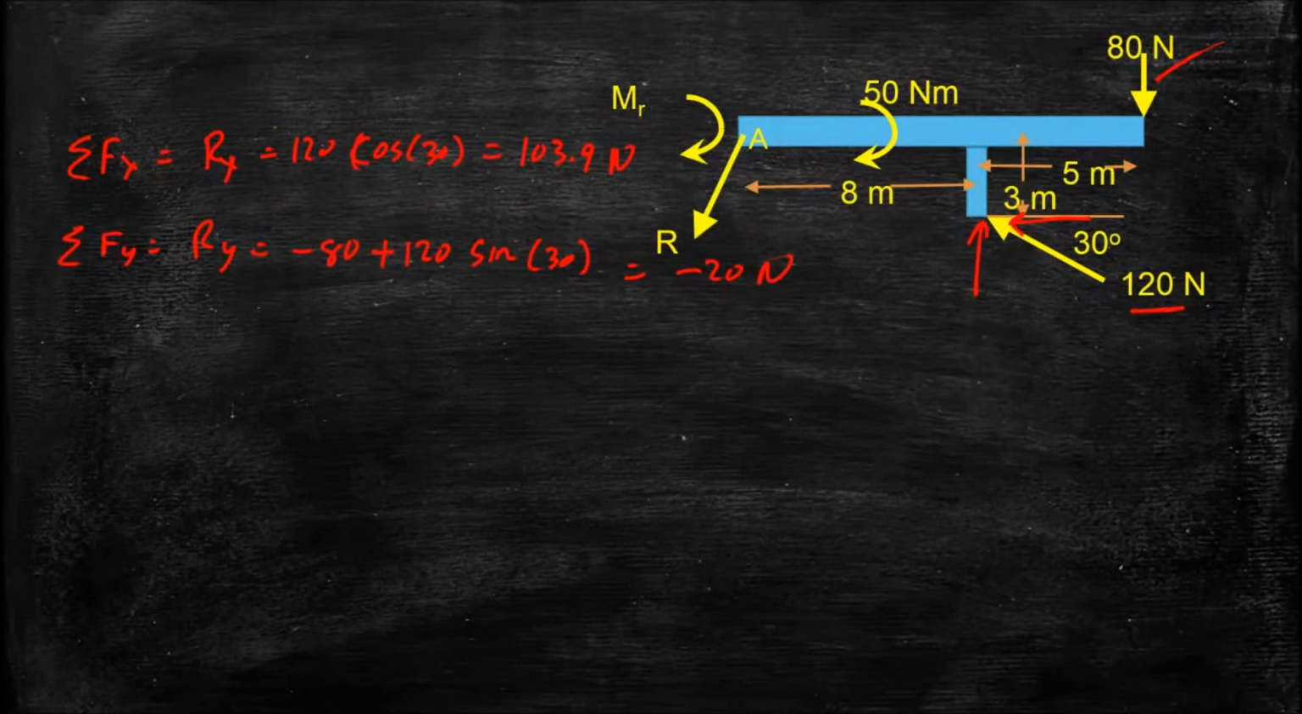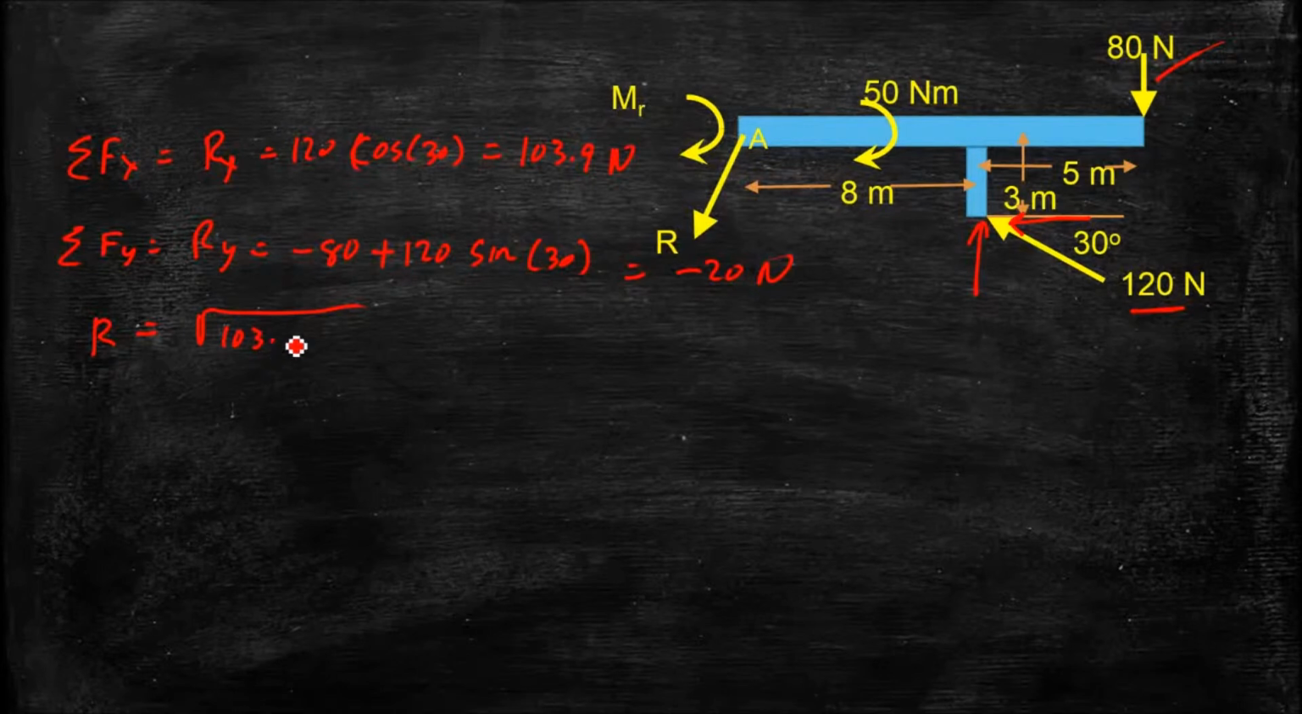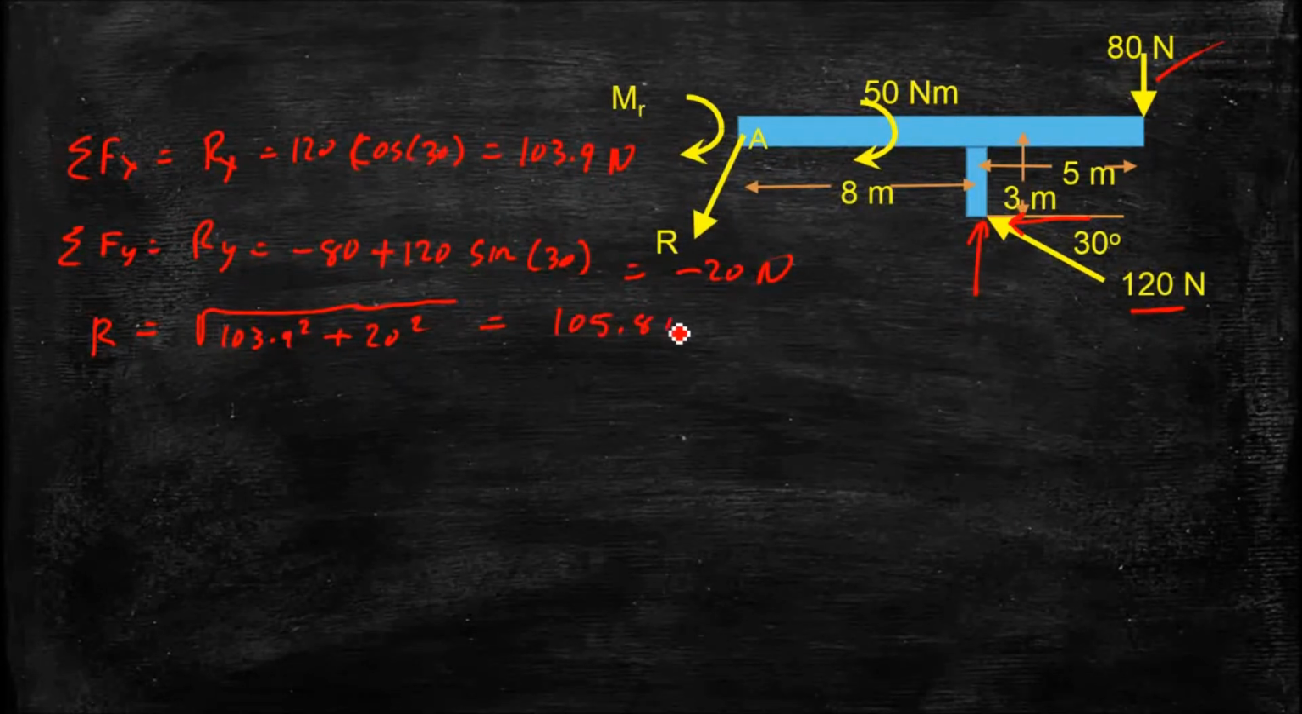I can then combine those X and Y components to give me my vector R. The magnitude of that vector is the square root of the X component squared, 103.9 squared, plus the Y component, which is our negative 20. I'm going to ignore the negative sign since we're squaring it. 20 squared, and that gives us a total magnitude of 105.8 newtons.